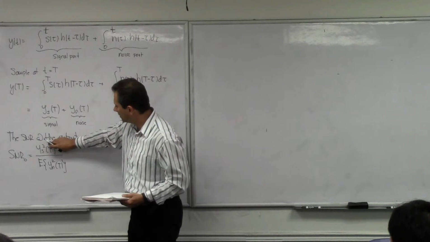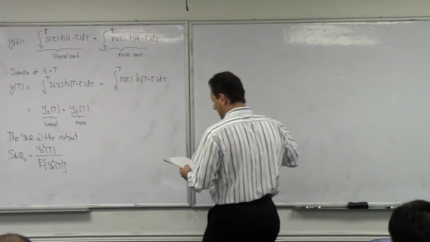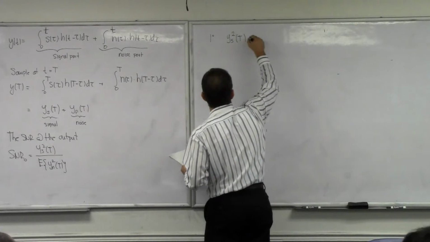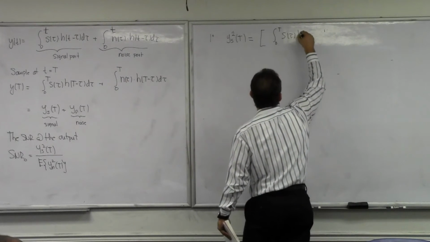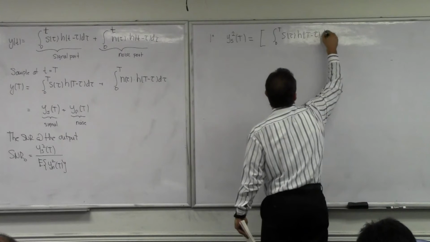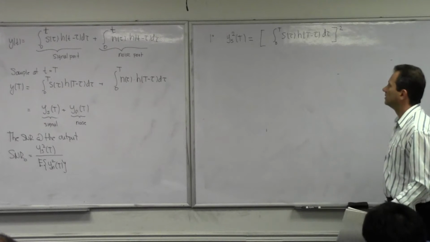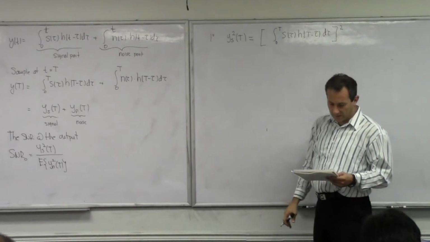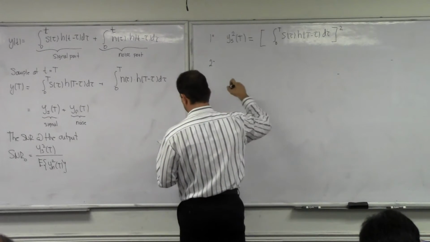I want to maximize the top, minimize the bottom, so that I maximize this particular ratio. So first thing, this ys squared of T is going to be an integral from 0 to T, s of tau, h of T minus tau, d tau, everything squared. There's nothing to be said here. This is it. When I select h, I get ys, for any given selection of h. Let's work on the bottom part here.